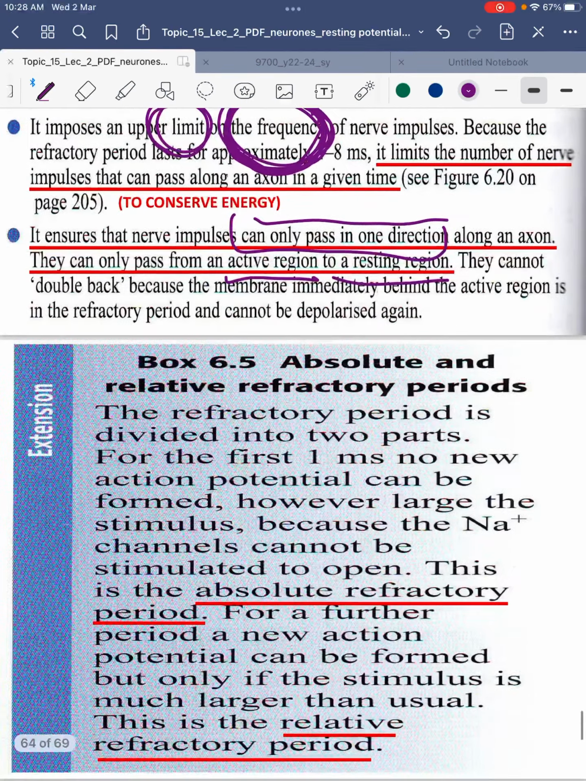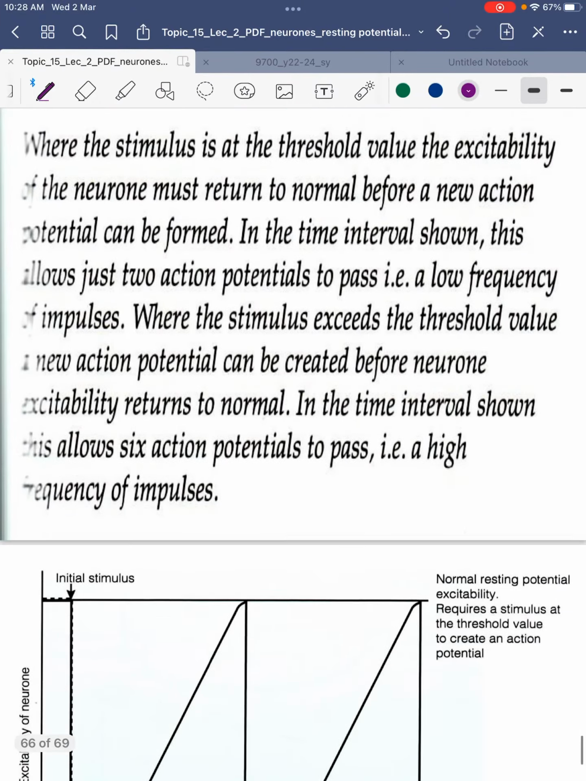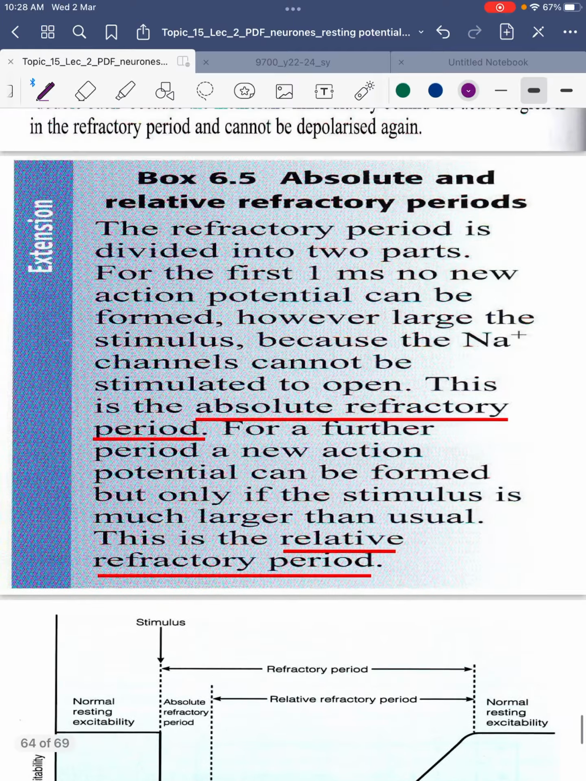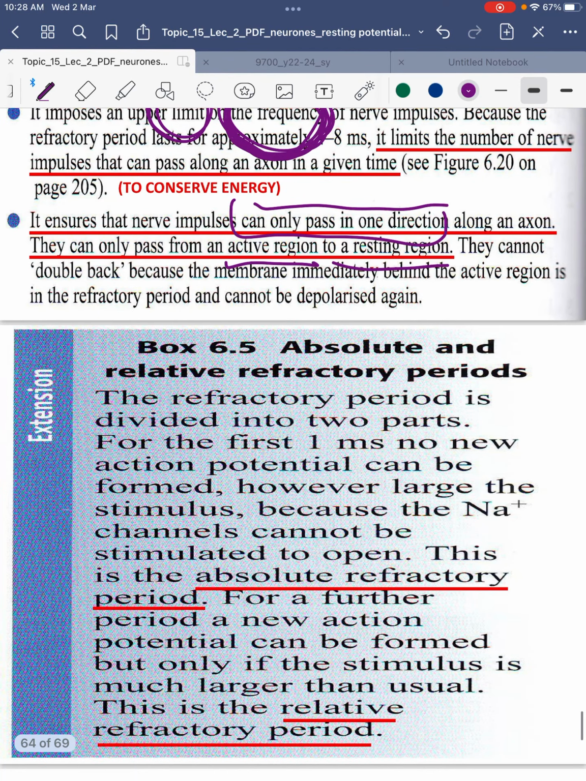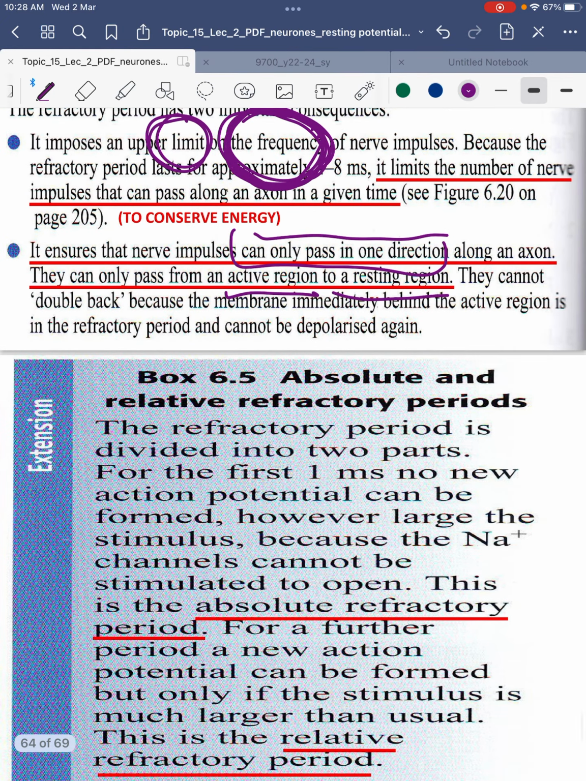Absolute and relative refractory period: this is no longer in the syllabus, so I'm not going to talk about that. It's not mentioned in the syllabus, but I will also explain it tomorrow. Just going to touch on absolute and relative very, very briefly.